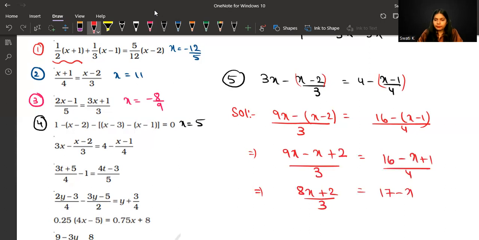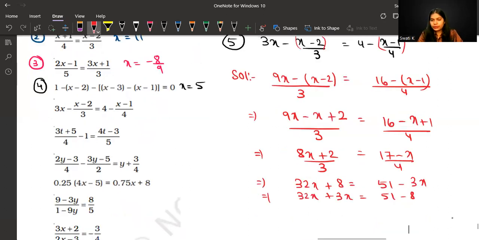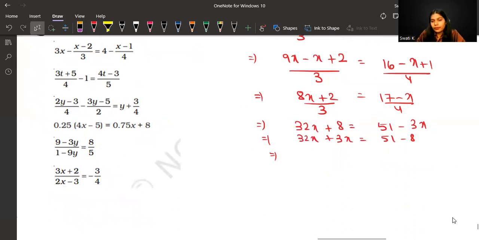Now here I'll do cross multiplication. So I'll directly multiply 4 times 8x is 32x plus 4 times 2 is 8. And here 3 times 17. Okay, now this is 51 minus 3 times x is 3x. Now I'll shift this 32x as it is. I'll shift minus 3x to this side. So it will become plus 3x. And this 51 as it is. And this is minus 8. Okay, so I'll just do one thing. Yeah, 32x plus 3x will be 35x, and 51 minus 8 will be 43. So x will be 43 upon 35, and that is our answer.